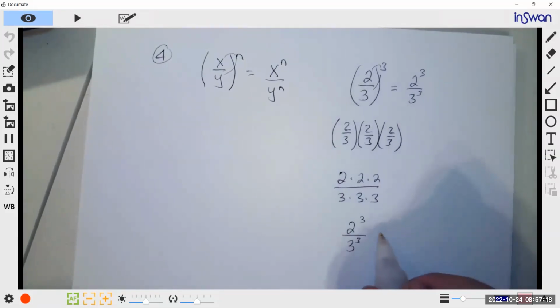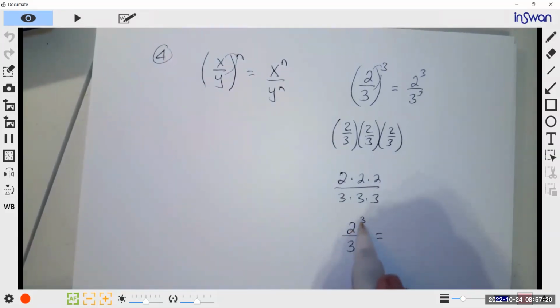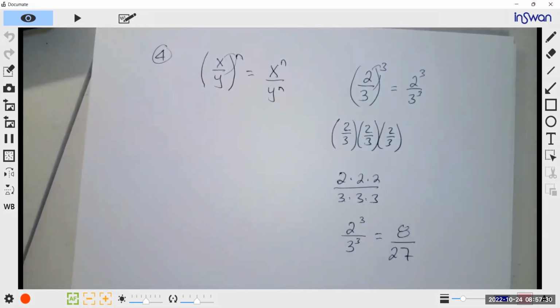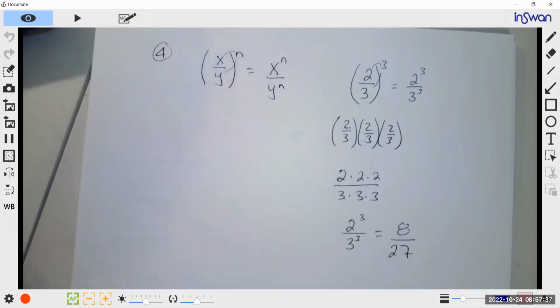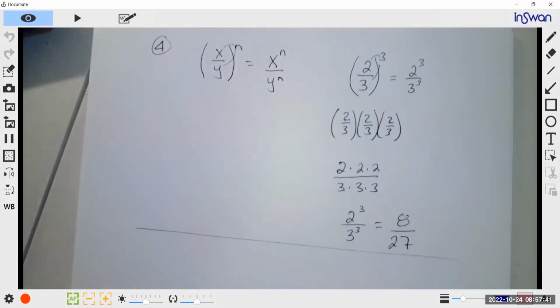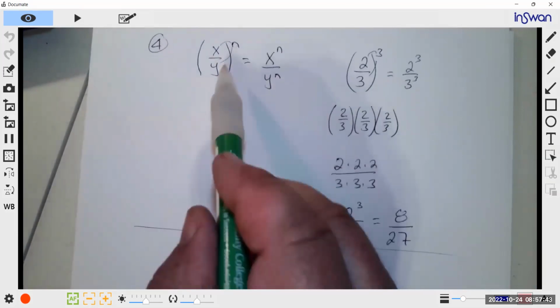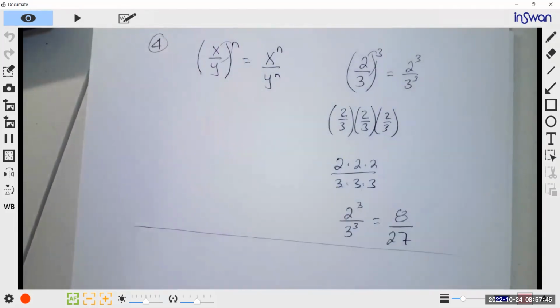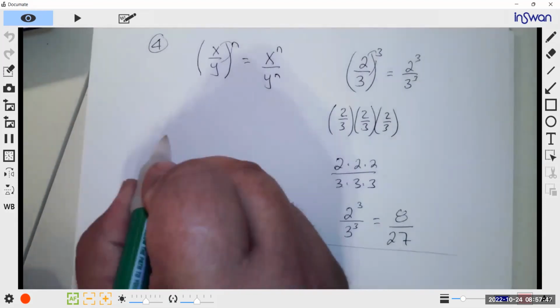Of course, something like this, 2 to the third, 2 times 2 is 4, times 2 is 8. 3 times 3 is 9, times 3 is 27. Yeah, if it's something small like that, work it out. But if it was like 2 to the 15th over 3 to the 90th, nah, don't waste your time with it. So whenever you have a parenthesis underneath it, then you distribute inside there.